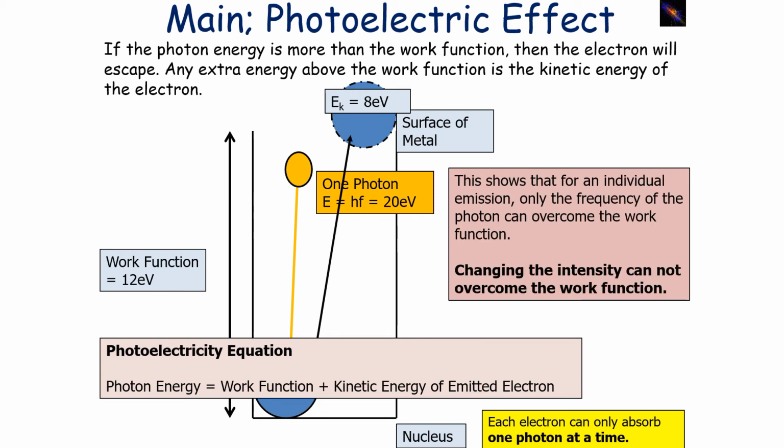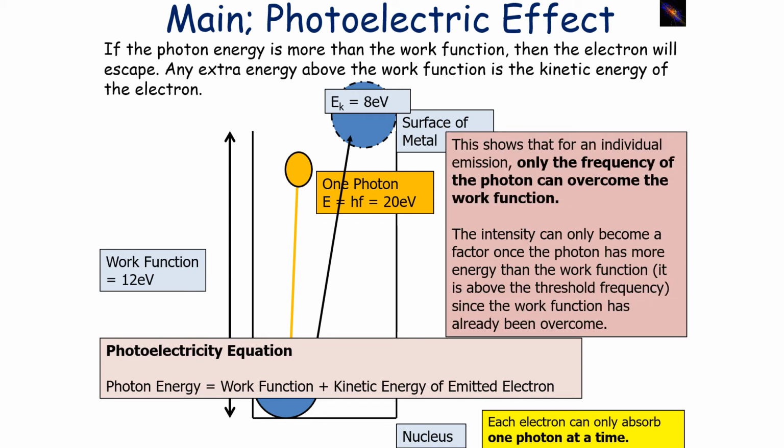So it shows that for an individual emission, only the frequency of the photon can overcome the work function. Changing the intensity cannot overcome the work function. The intensity can only become a factor once the photon has more energy than the work function, it's above the threshold frequency, since the work function has already been overcome.